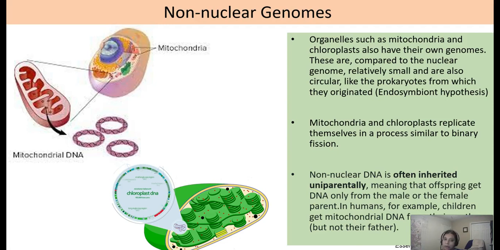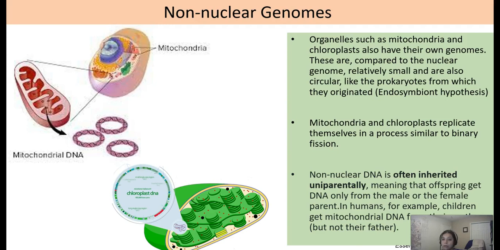Now, eukaryotic genomes don't just contain a nuclear genome. They also contain non-nuclear genomes in the form of mitochondria and chloroplasts. Mitochondria and chloroplasts each have their own genomes, and these are very similar to prokaryotic genomes in that they're circular and relatively small, but they contain genes that are important for our survival, and mutations in these can also lead to disease, sometimes fatal diseases.